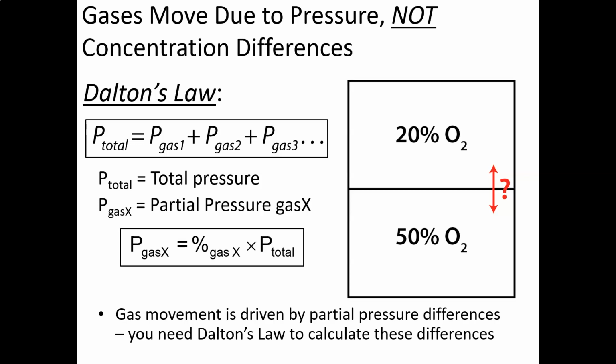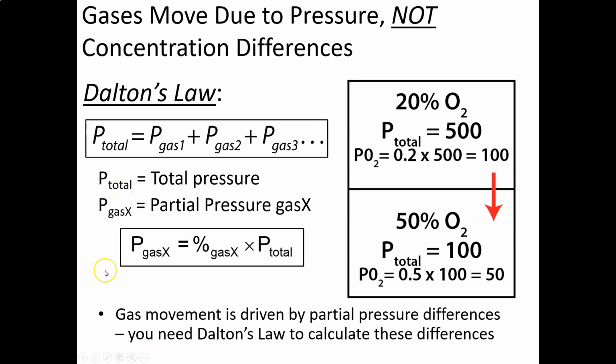That's sort of useful, but what's really more useful is this bottom one right here. This bottom portion of the equation tells us the partial pressure of any gas, right? We can figure it out if we know the percentage of the gas and the total pressure. So the partial pressure of any gas equals the percentage of that gas times the total pressure. So in order to be able to apply that idea of partial pressure differences driving gases, you need to be able to use Dalton's law to calculate those differences.